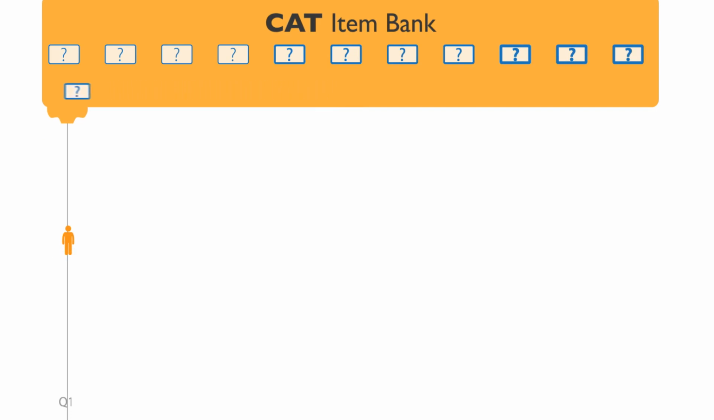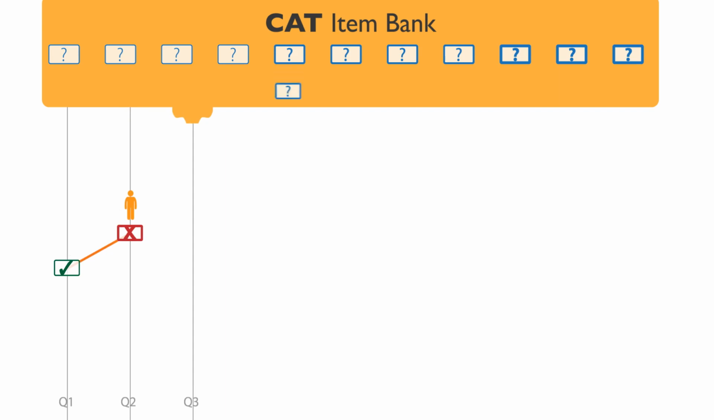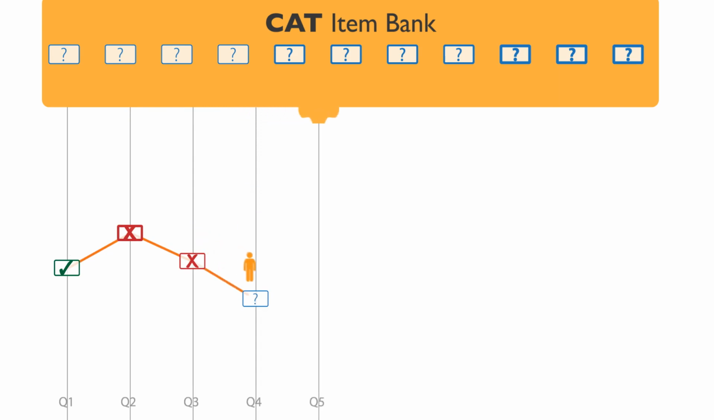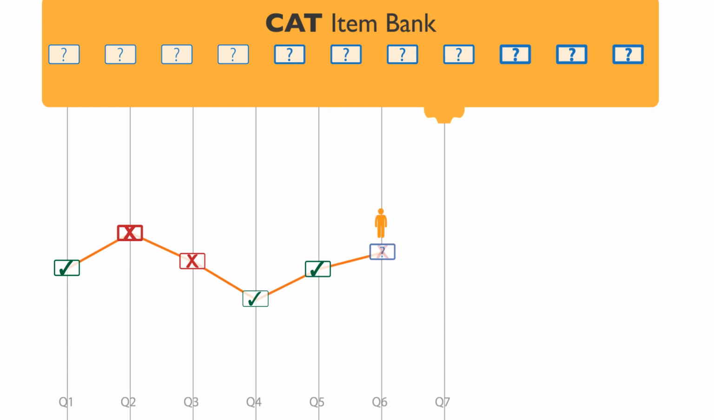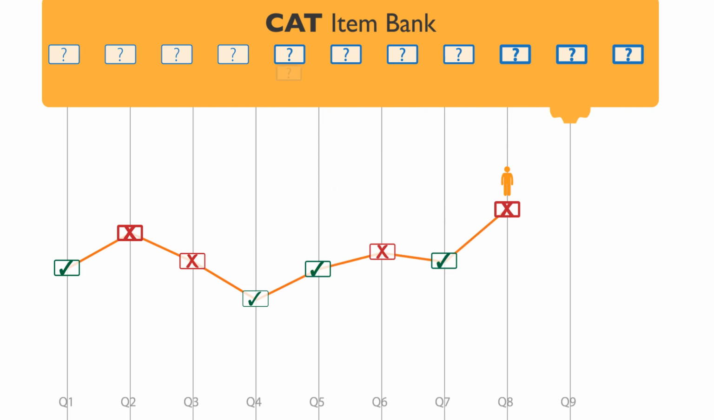This student's first question is of average difficulty. The student answers the question. CAT scores it as correct. Then, CAT selects a slightly more difficult item for the next question. This second question is answered incorrectly, so CAT selects a slightly less difficult question for the student to answer next. As the student progresses through the test, CAT continues to select the most appropriate test questions based on whether the answers are correct or incorrect. This process continues until the student has answered the designated number of test questions.